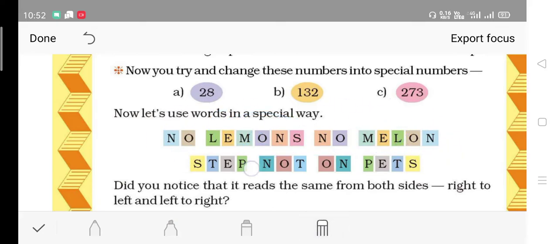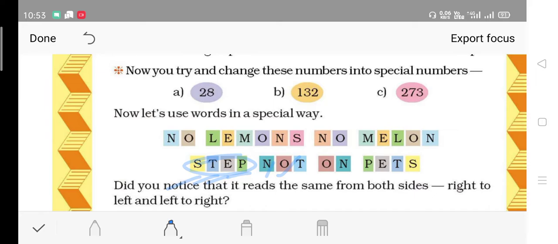Now look at the next one. Could you see, steps not on pets? Now let's read it backside. Okay, see, if you read S-T-E-P, it is the same as steps, right? N-O-T, not. Then O-N, on. That means reverse order. I am reading the reverse order. On, P-E-T-S, pets.